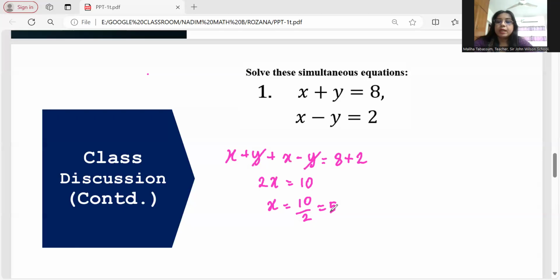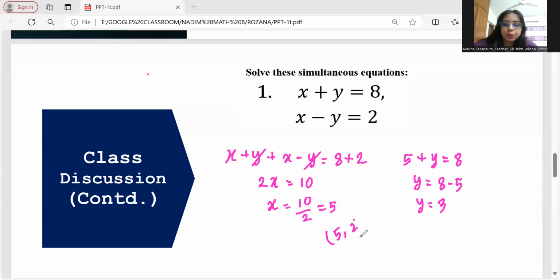Now we got the x value. If we put this x value in either of these equations, it's up to us, we will get the y value. So let's consider the first equation, which is x plus y equals 8. In the first equation, instead of x, we put 5, so 5 plus y equals 8. If we change the side of 5, plus 5 will become minus 5, and we will get y equals 3. So these two are the solution for our simultaneous linear equations: 5 and 3 are the solutions, the values for x and y.